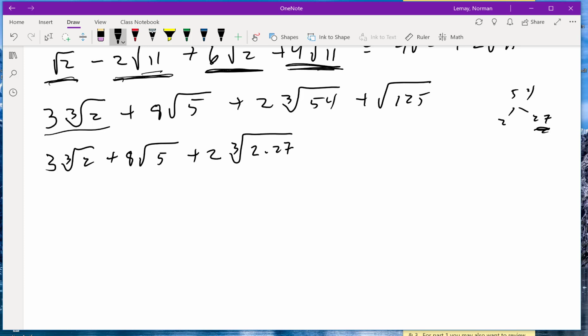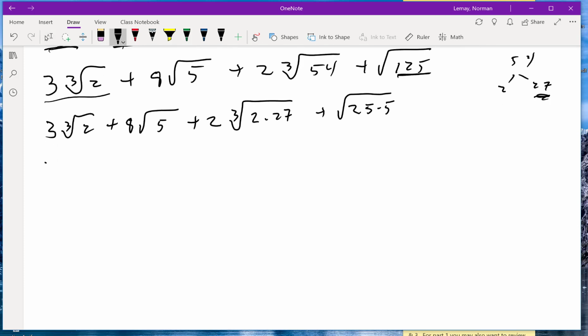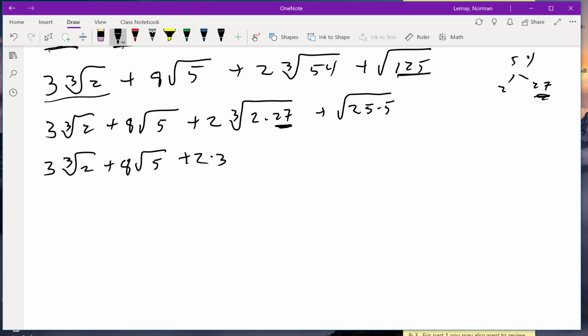So 2 times 27 plus, and now the question is can we do the same thing with 125? So let's note that 125 as a perfect square is going to be 25 times 5. So again, for the first two terms, there's nothing to do. So 3 cubed roots of 2 plus 8 square roots of 5 plus 2. Notice that this 27 comes out of the cubed root as a 3, so I get a cubed root of 2 plus, and notice that this 5 comes out of the square root as a 5, so we're left with a square root of 5.